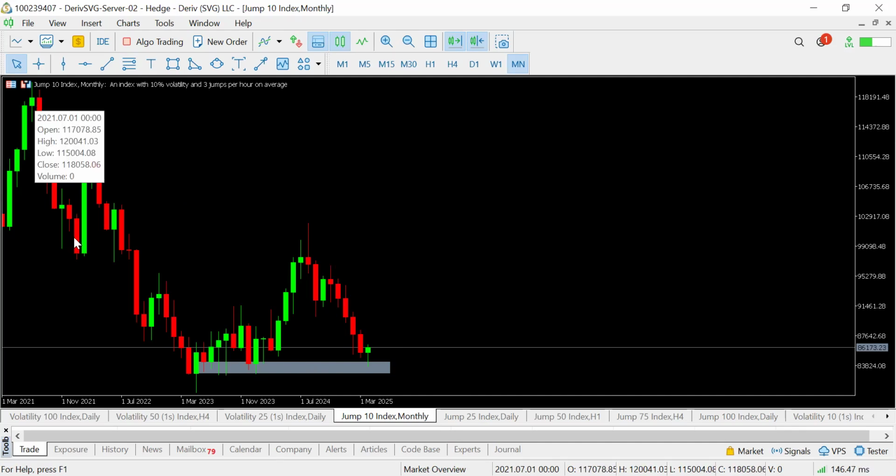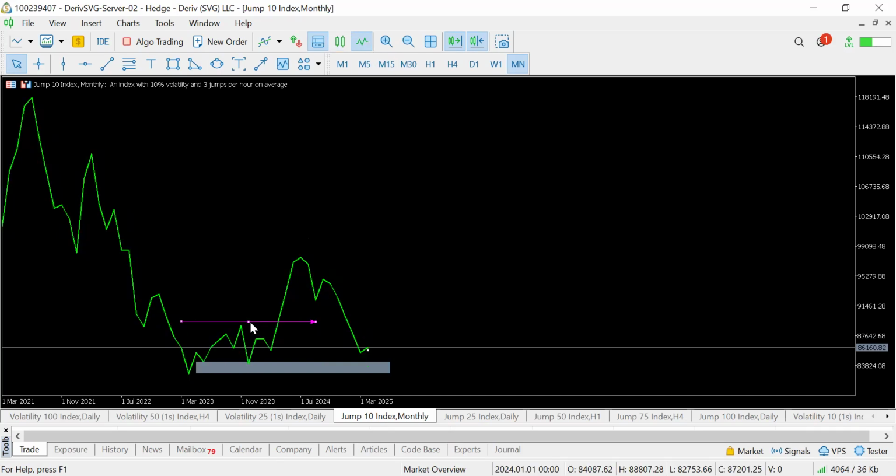The sellers pushed the market down to make a low, came back up to give a lower high, then downwards to give us a lower low, lower high, lower low, then a lower high. But something interesting happened here. This lower high was taken out. How do I mean? Let me use the line chart for us to see it properly.